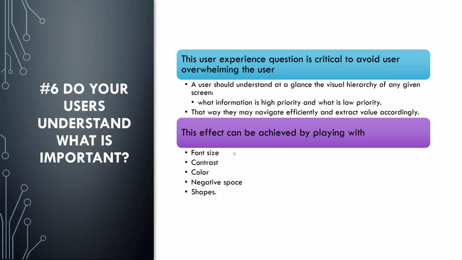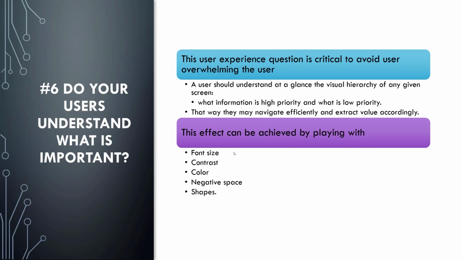Do the users understand what is important? And this is where it's really helpful to make sure that people aren't getting overwhelmed. A user should understand at a glance the visual hierarchy. We just talked about that. What information is a high priority and what is a low priority? And there's different things that you can do visually to help signify that.